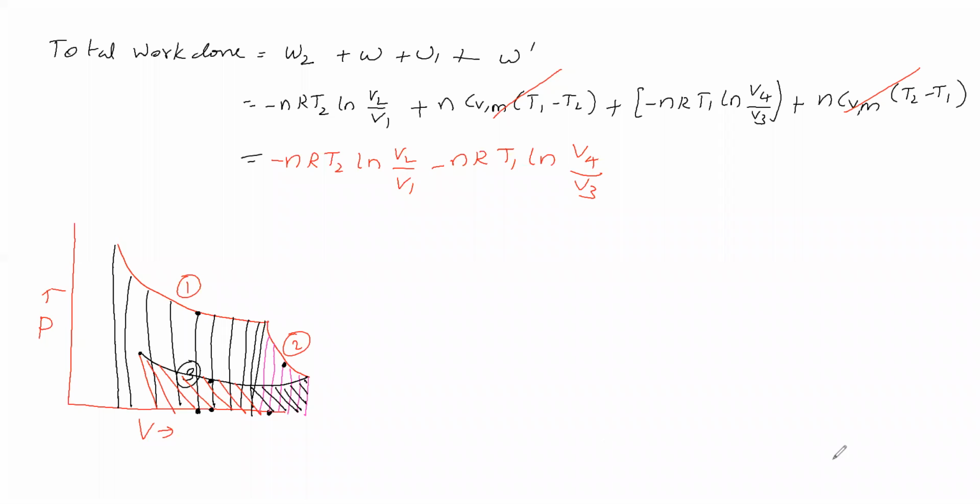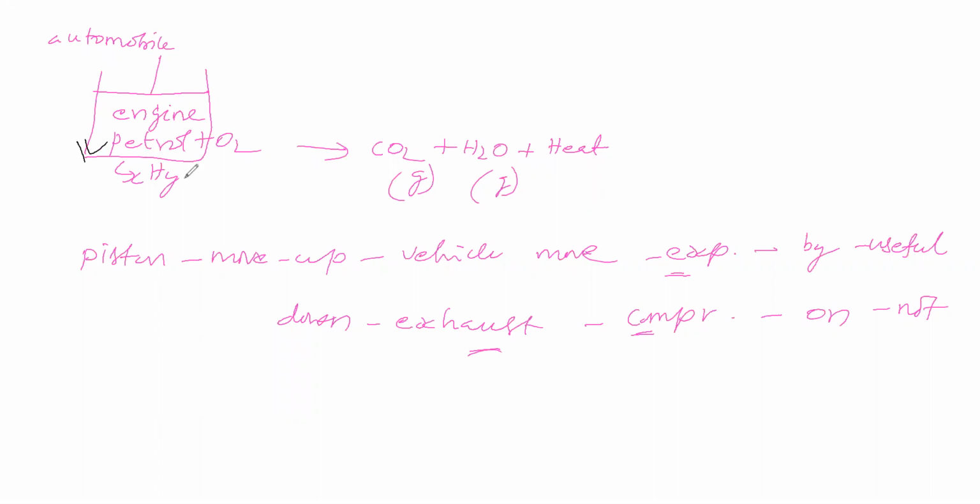Why we have to see net work: suppose we are taking 1 liter of petrol, it is burning to give x kilojoule of heat. In this x kilojoule of heat, some amount is used for expansion, that is y kilojoule. Some amount is compression, that is z kilojoule. X is equal to y plus z. Now what happens? X we are giving in the form of petrol.